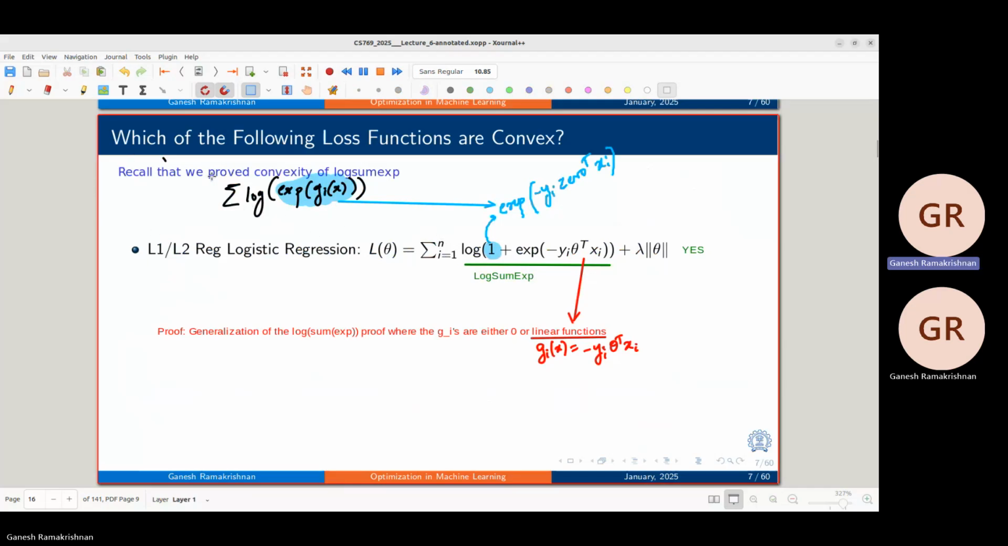Just to convince you that this is actually log sum exp, right? So log of 1 plus exp of minus yi theta transpose xi. Think of this 1 as exp of minus yi 0 transpose xi. This is a vector of 0 that gives you 1. So it's still log sum exp. And the proof is basically the generalization of the log sum exp proof, where the gi's are either zeros or linear functions. So this is convex for sure, strongly convex under a specific condition.